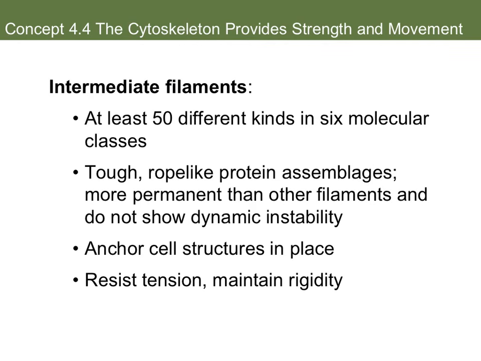Intermediate filaments are at least 50 different kinds in 6 molecular classes. They are tough, rope-like protein assemblages. They are more permanent than other filaments, and they do not show dynamic instability. This makes them very good for anchoring cell structures in place, and they resist tension, maintaining the rigidity of the cell so that the cell doesn't collapse on itself.